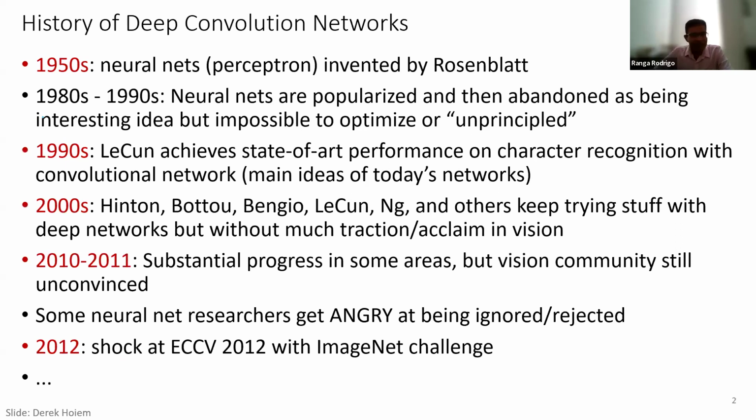Briefly, a history about the deep convolutional networks. So 1950s, the perceptron was invented by Rosenblatt. I think it's a very famous story. Maybe you know that there is a New York Times article about this. I'll show you that.